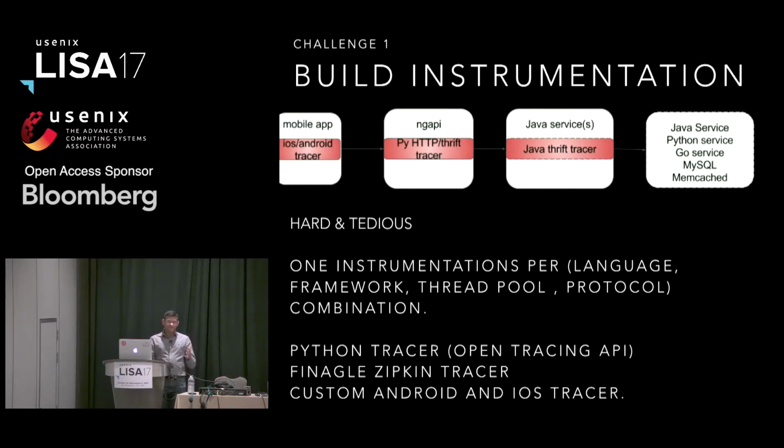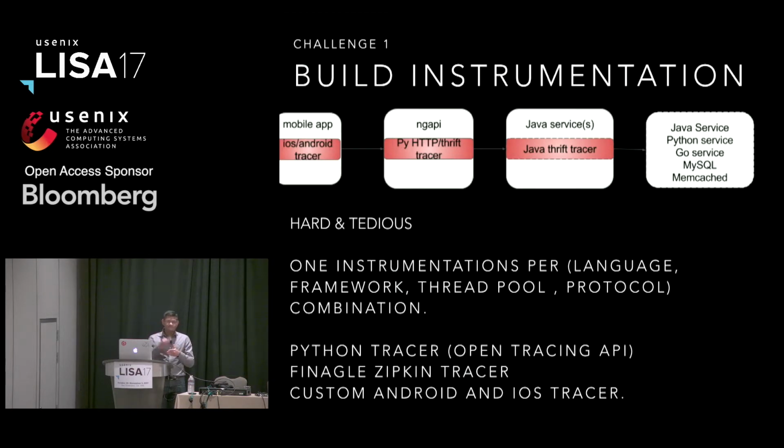So let's say you have a Python application that's using Flask, right? And let's say Flask uses a certain thread model. So you have to build an instrumentation, a tracer for Flask using that thread model. And if that Flask app is communicating downstream with another HTTP service, you need to take that request ID and put it on that HTTP service. If you are communicating with a MySQL client, you have to take that request ID and put it on the MySQL client. If you're communicating with Memcache or a thrift service, you have to take that request ID and put it on the thrift service, right?